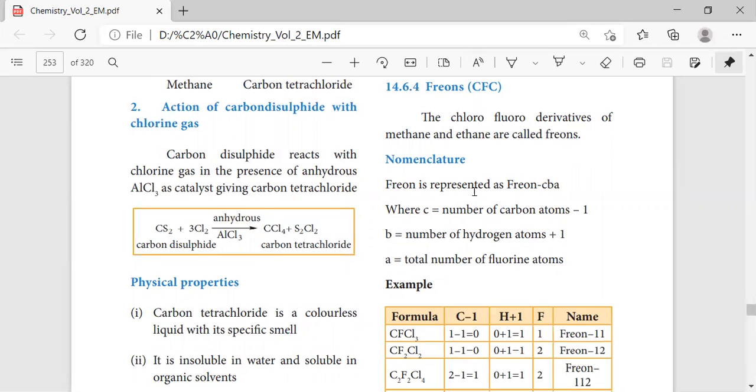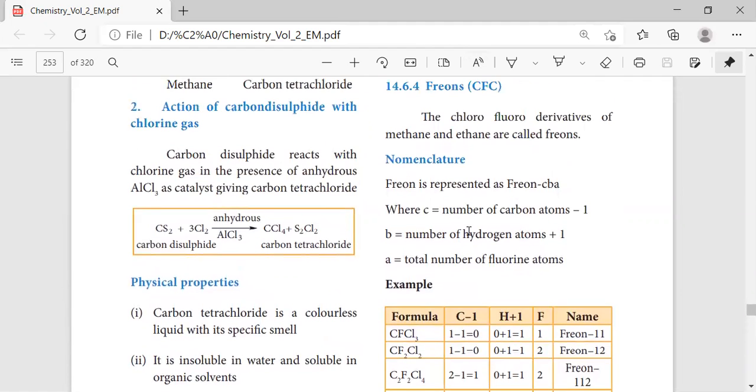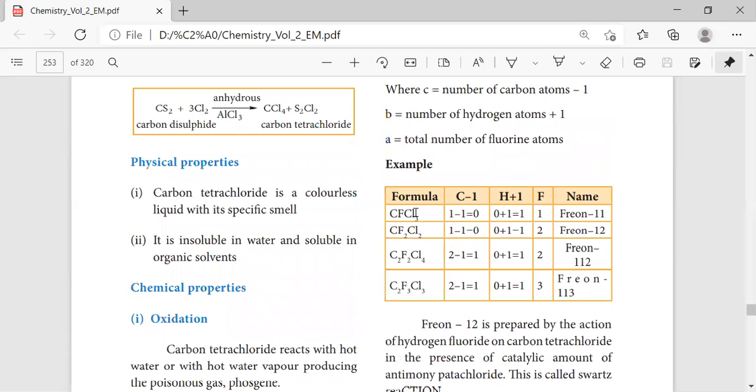So here the freon is represented as freon CBA. The C refers to the number of carbon atoms minus one, B refers to the number of hydrogen atoms plus one, and A refers to the number of fluorine atoms. So here first, C refers to the number of carbon: one carbon atom, so 1 minus 1 will be equal to 0. Okay, so like this you have to calculate.